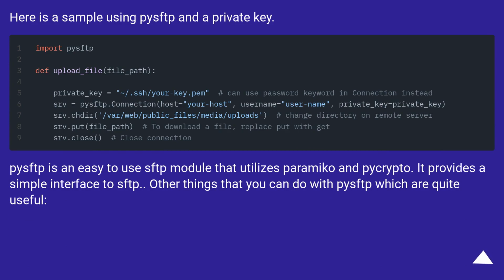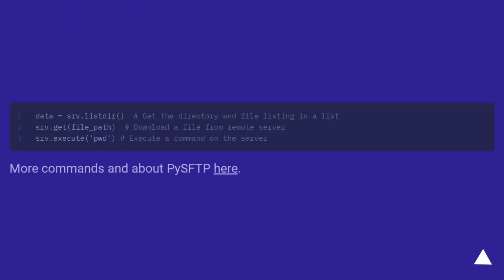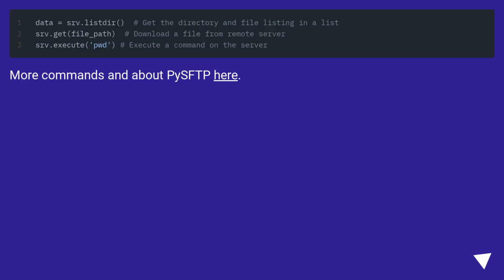PySFTP is an easy-to-use SFTP module that utilizes Paramiko and PyCrypto. It provides a simple interface to SFTP. Other things that you can do with PySFTP which are quite useful. More commands and about PySFTP here.